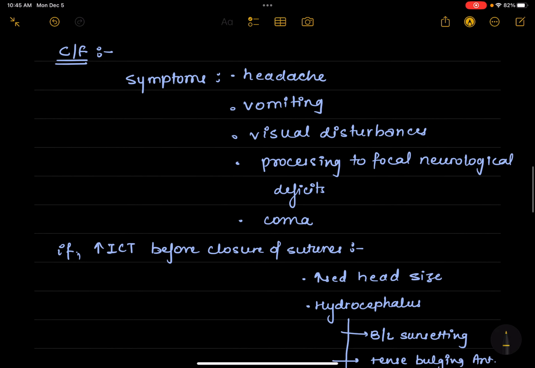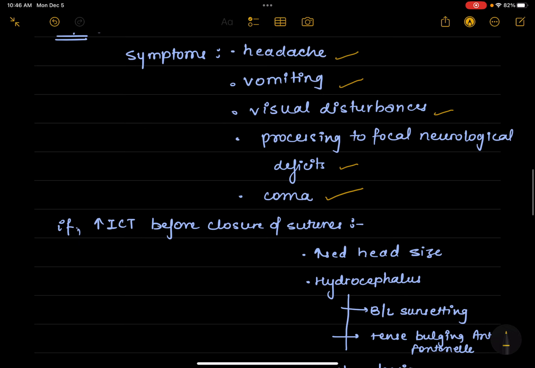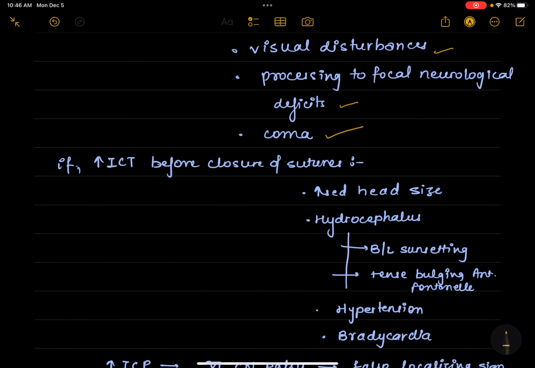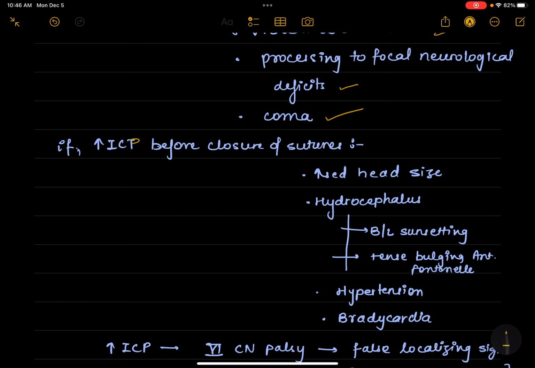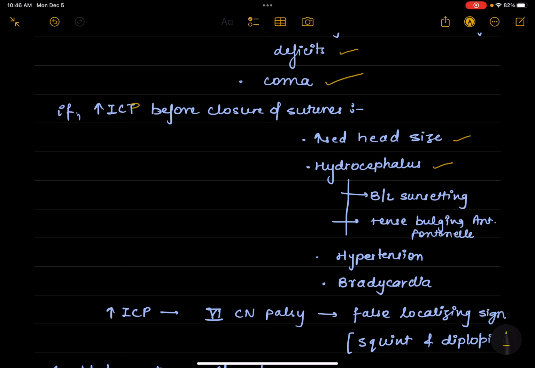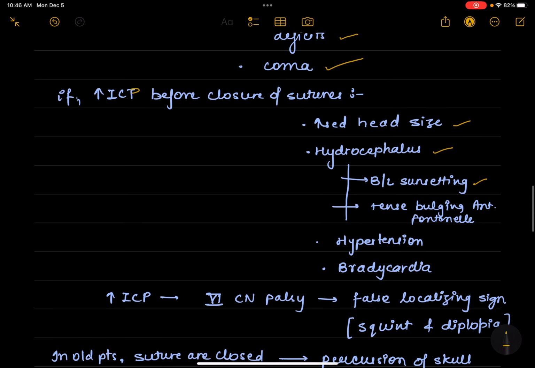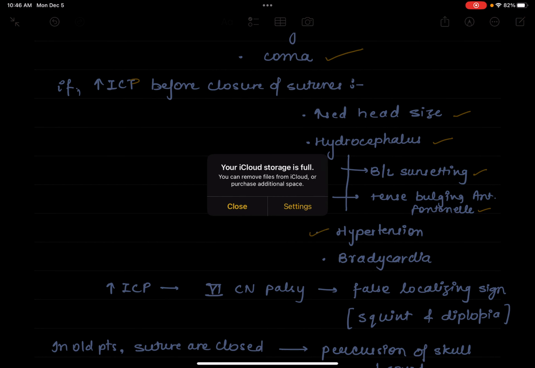What are the clinical features? The symptoms are headache, vomiting, visual disturbances, progressing to focal neurological deficits, and last is coma. If there is raised intracranial pressure before closure of sutures, then there will be increase in head size and hydrocephalus, which will present as bilateral sunsetting of eyes. There will be tense bulging of anterior fontanelle, hypertension, and bradycardia.